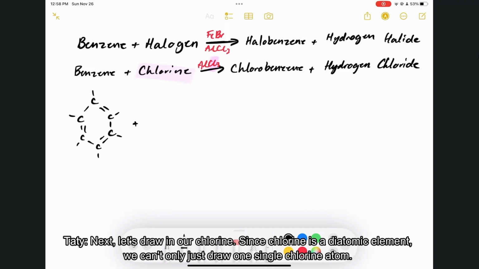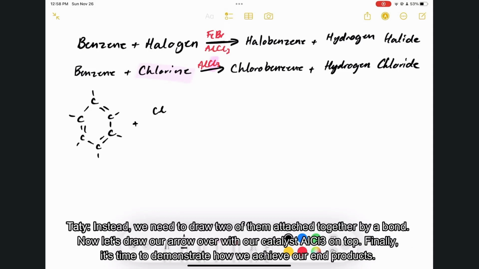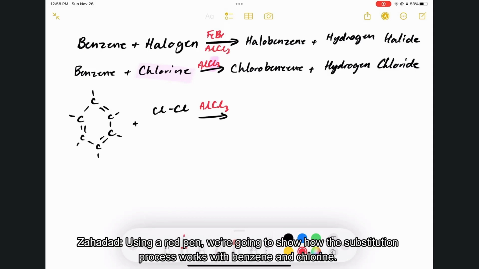Since chlorine is a diatomic element, we can't just draw one single chlorine atom. Instead, we need to draw 2 of them attached together by a bond. Now let's draw our arrow over with our catalyst AlCl3 on top. Finally, it's time to demonstrate how we achieve our end products. Using a red pen, we're going to show how the substitution process works with benzene and chlorine.